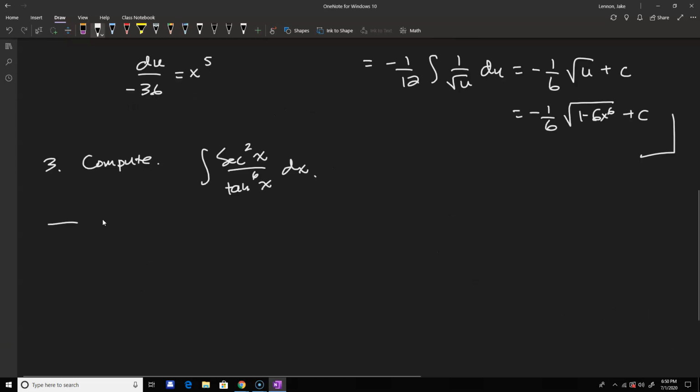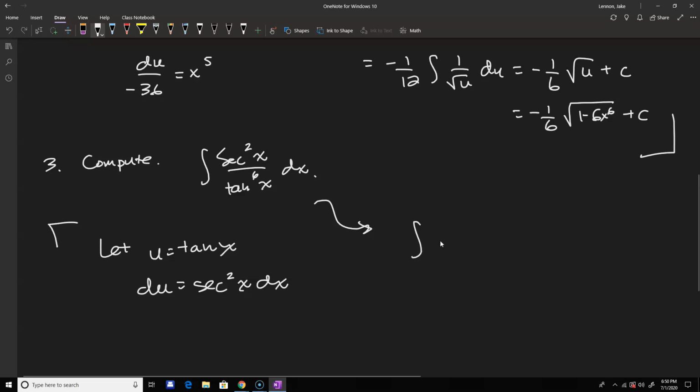Okay, so for number 3, we have another u substitution. We want to let u be the tangent of x because we know the derivative of the tangent is secant squared. So if we let u equal the tangent of x, then du will be the secant squared of x dx. And that will allow us to solve for this, at least replace this integral in terms of u.